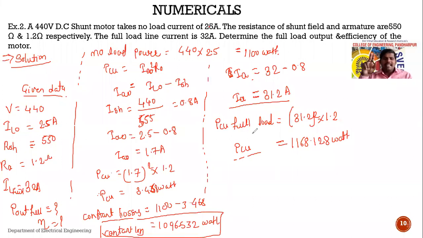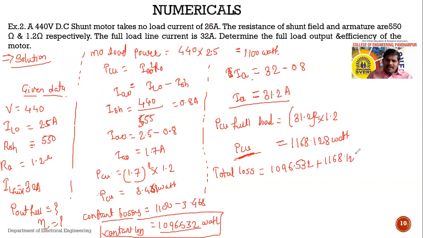पहिल्यांदा नो लोड कंडिशनला कॅल्क्युलेट केला होता आपण, आता फुल लोड कंडिशनला कॅल्क्युलेट केलं. So see, we are having the value of copper loss at full load condition, we are having the value of constant losses. So according to this we are able to calculate the total loss. Total losses, it is equal to sum of these two, 1096.532 plus 1168.128. किती व्हॅल्यू टोटल लॉसेसची?